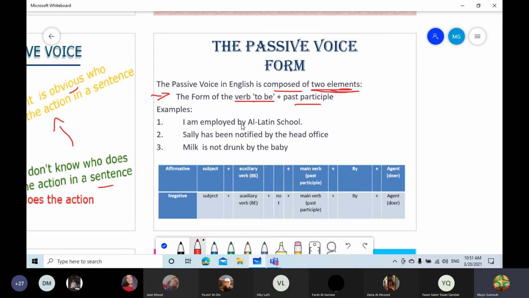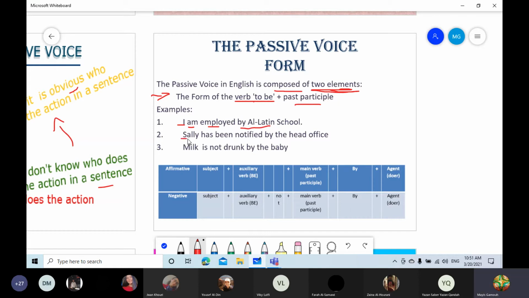I am employed by a Latin school. All right, let's look here. I is the subject of the sentence. Am is the verb to be, the form of verb to be. Employed is the past participle of the verb employ, by a Latin school.